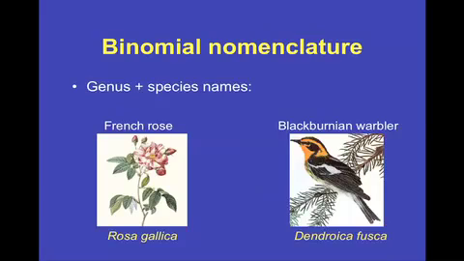Now within this, Linnaeus developed what's called the binomial nomenclature, which is kind of redundant in a lot of syllables there. Binomial means two names, and nomenclature is a system of names. So it's two named names. So every organism has one of Linnaeus's binomials, and that's the genus name and the species name.